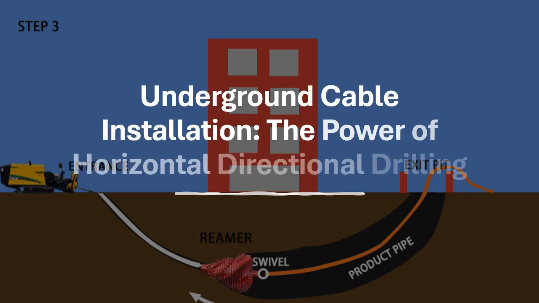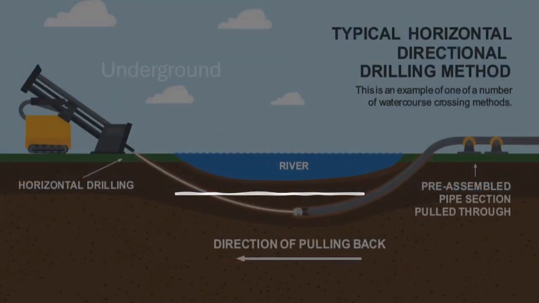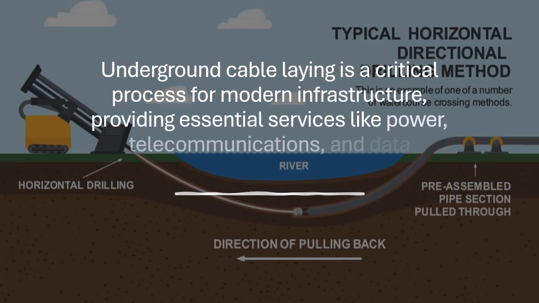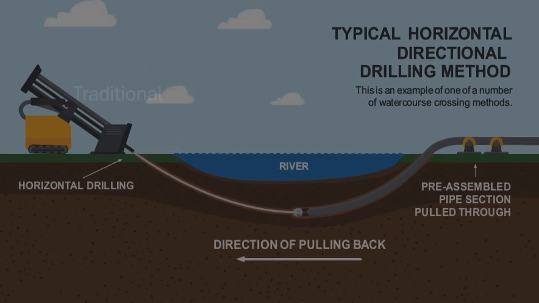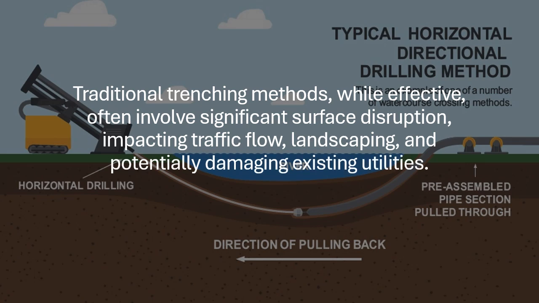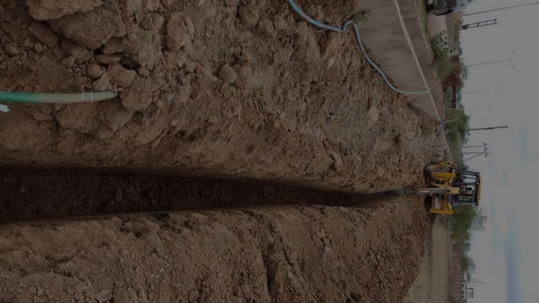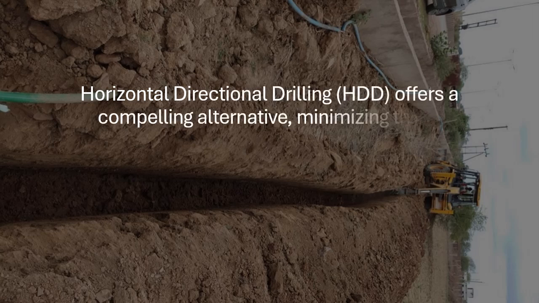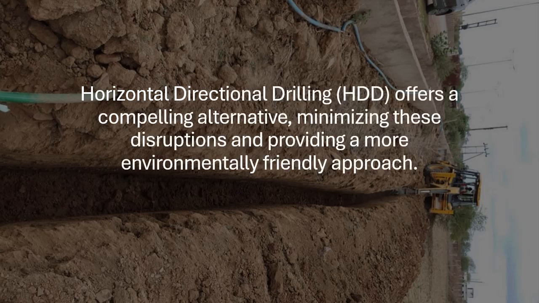Underground cable installation, the power of horizontal directional drilling. Underground cable laying is a critical process for modern infrastructure, providing essential services like power, telecommunications, and data connectivity. Traditional trenching methods, while effective, often involve significant surface disruption, impacting traffic flow, landscaping, and potentially damaging existing utilities. Horizontal directional drilling, HDD, offers a compelling alternative, minimizing these disruptions and providing a more environmentally friendly approach.